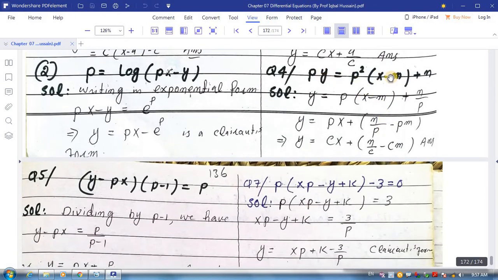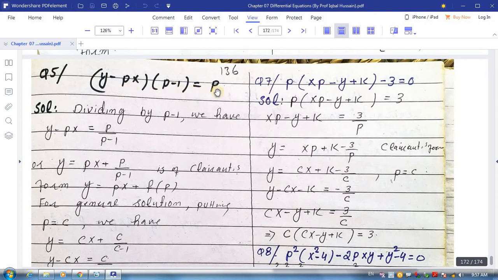This is a differential equation. We can write y is equal to, dividing both sides by p, so y is equal to p square divided by p is equal to px minus m plus n divided by p. We get p into x is equal to px, p into minus m is equal to minus pm, n over p is here. So this is a differential equation of the form y is equal to px plus f of p. This is Clairaut's equation. The general solution will be y is equal to cx plus n divided by c minus cm. Replace p by c and get the general solution.